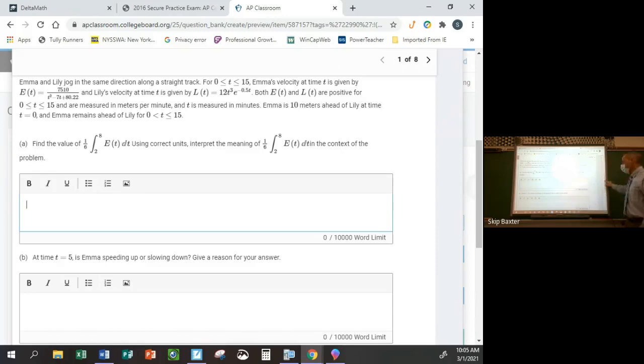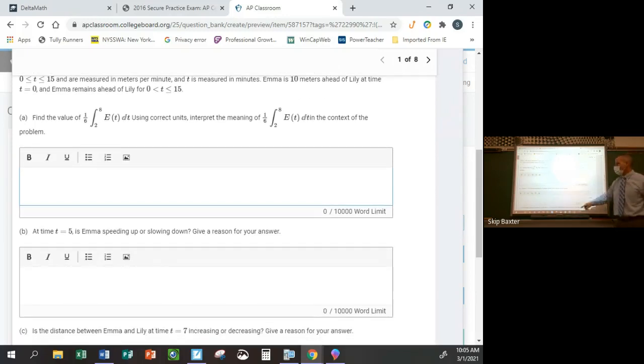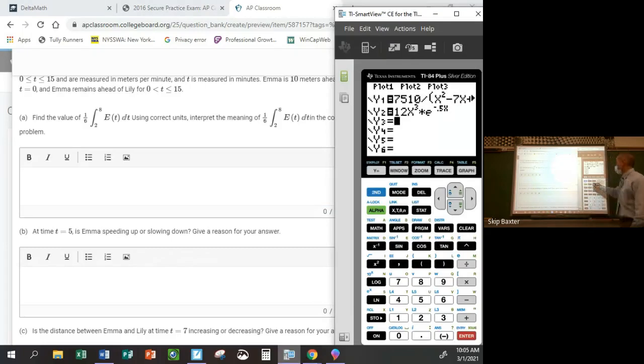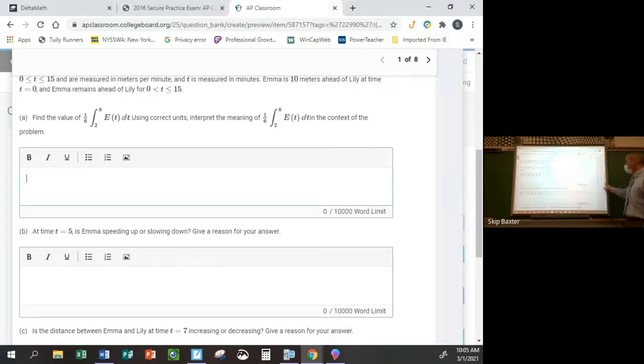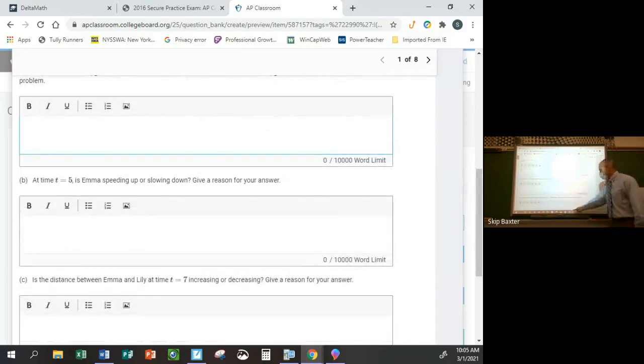Okay? Part B says, at time t equals 5, is Emma speeding up or slowing down? How do you answer that question? You remember? Yes. You find E of 5, which is her velocity at 5, and you find E prime of 5, which is her acceleration at 5. So your calculator can do that for you, right? From the main working screen, remember E is my Y1. Yeah, E is Y1.